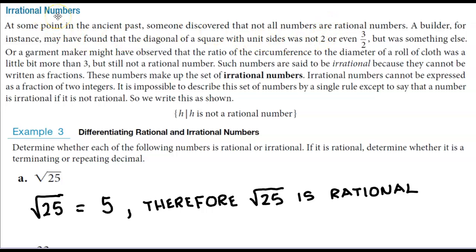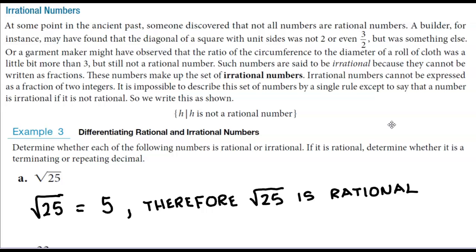Okay, irrational numbers. At some point in the ancient past, someone discovered that not all numbers are rational numbers. A builder, for instance, may have found that the diagonal of a square with unit sides is not 2 or even 3 over 2, but was something else. Or a garment maker might have observed that the ratio of the circumference to the diameter of a roll of cloth was a little bit more than 3, but still not a rational number.